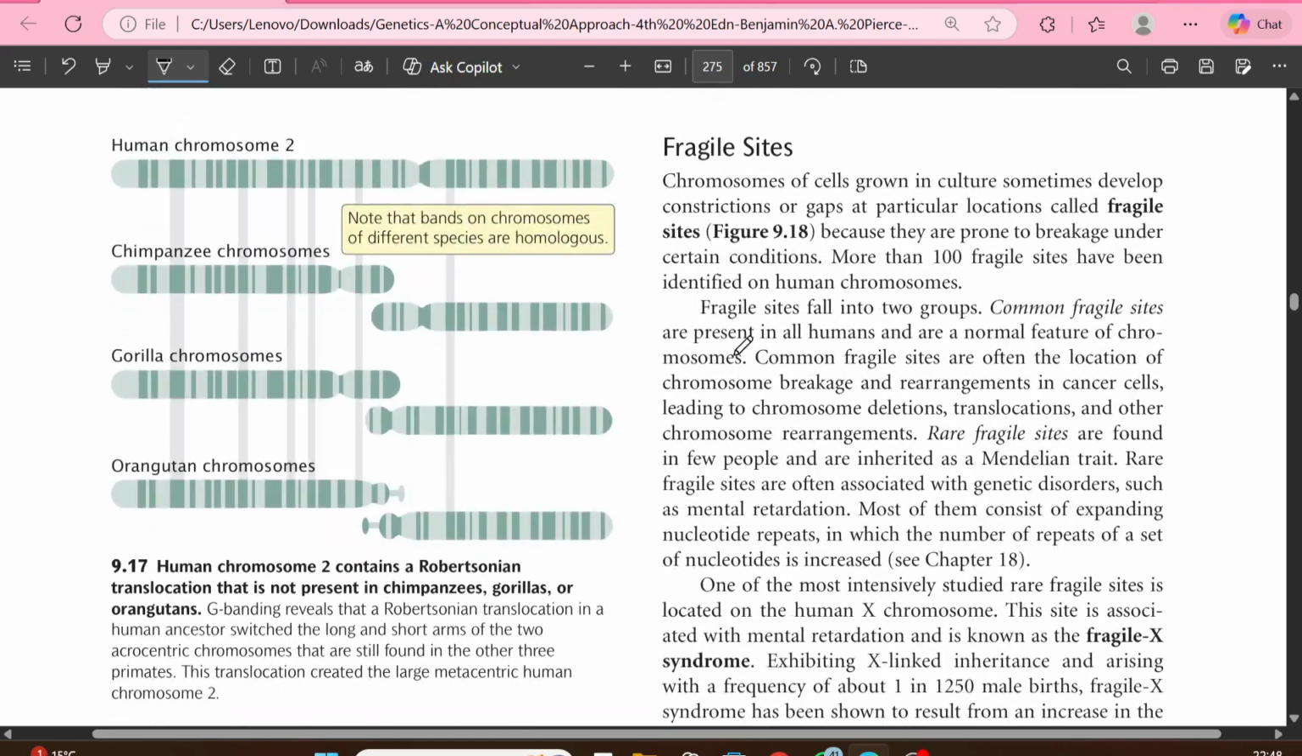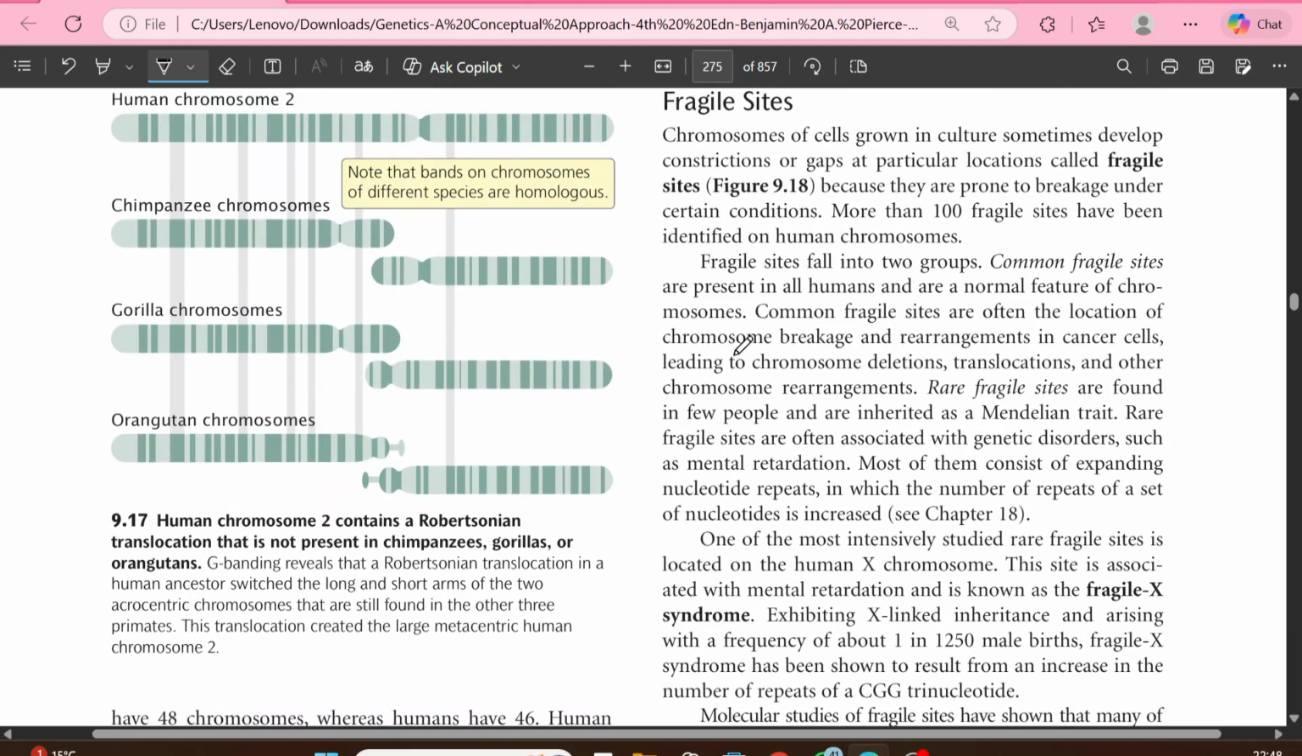After that, we should talk about the fragile sites. These are regions of the chromosomes that appear as gaps or breaks under specific conditions. What is the meaning of fragile site? This is a chromosome. Suppose this part of the chromosome is a fragile site. If we observe it under a microscope, we will see that this site consists of certain gaps in between, and then the normal chromosome. So this is your fragile site, which can be observed in the chromosomes.